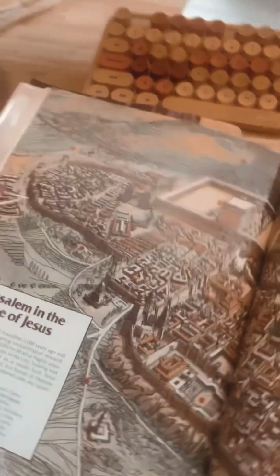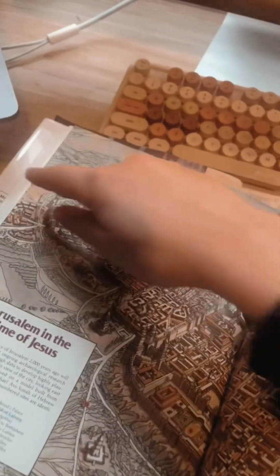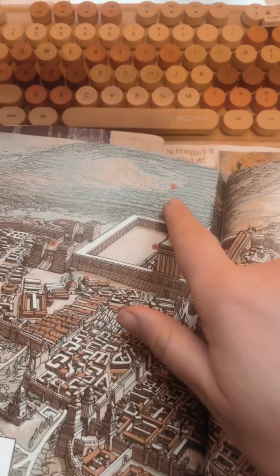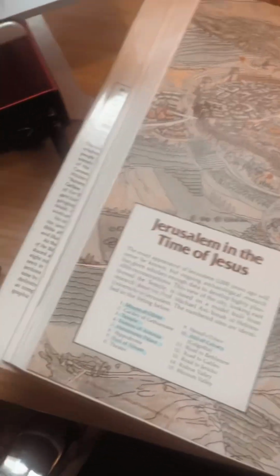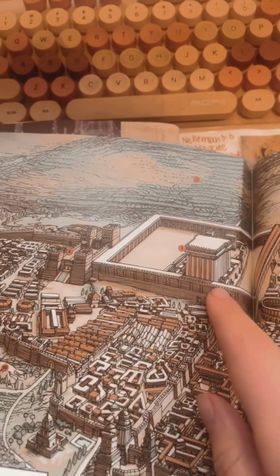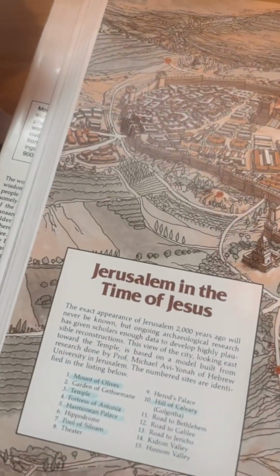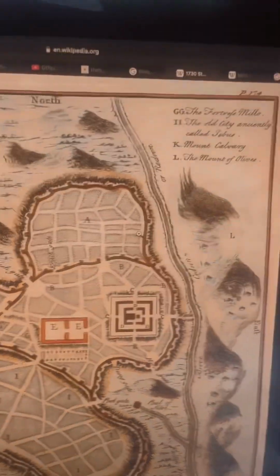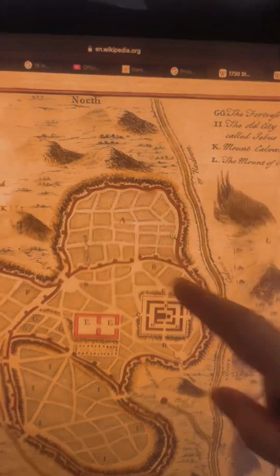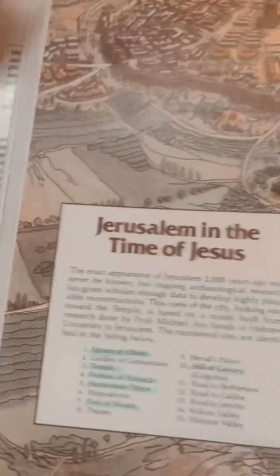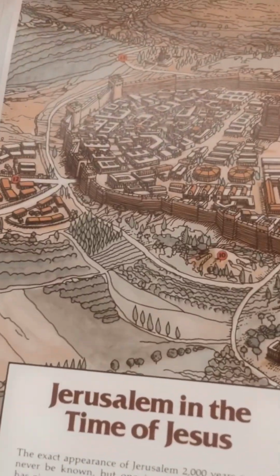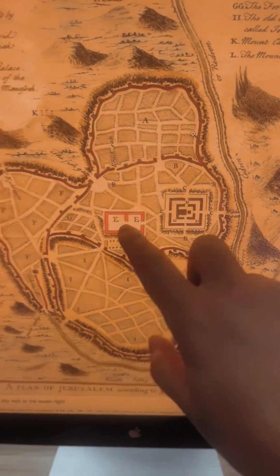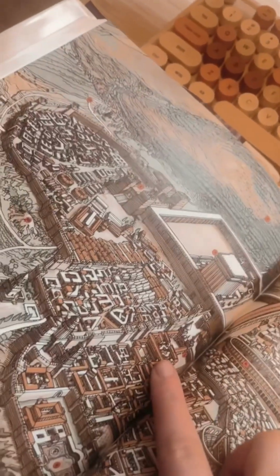We're going to look at it from this angle, this being north. So 1 is the Mount of Olives. 3, Solomon's temple. The fortress of Antonia is 4. The fortress is not on this map, but it would be around here. The Hasmonean Palace is 5. That would be right here. Temple, palace, temple, palace.